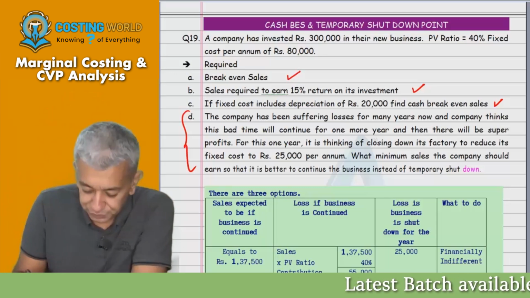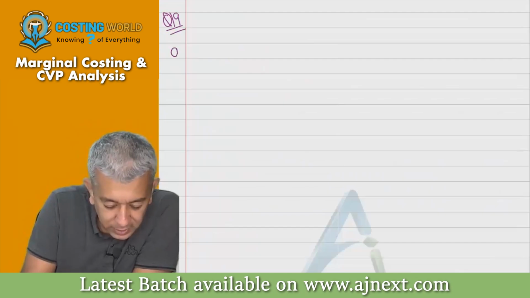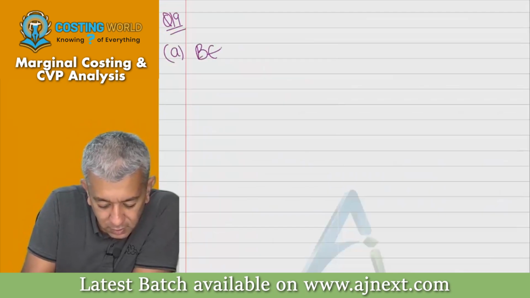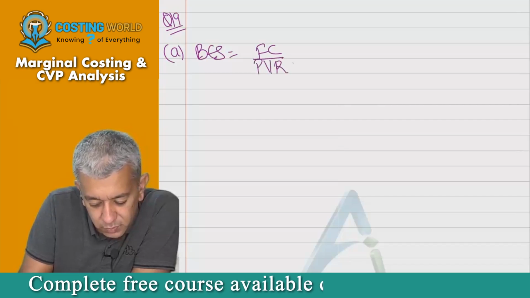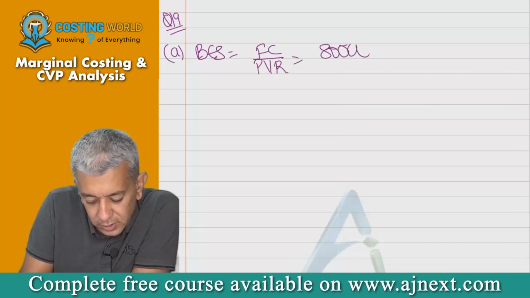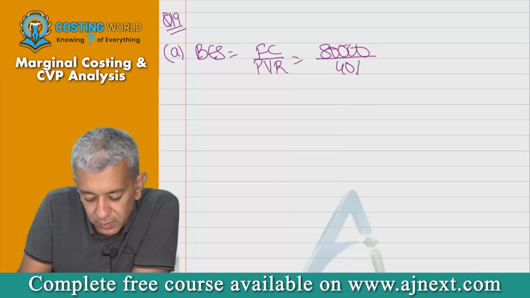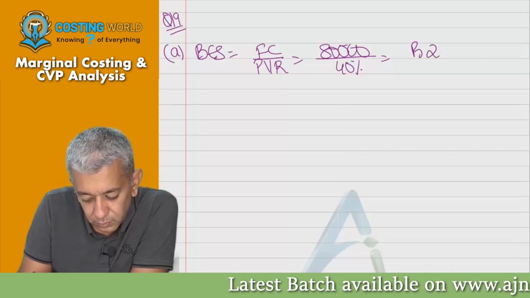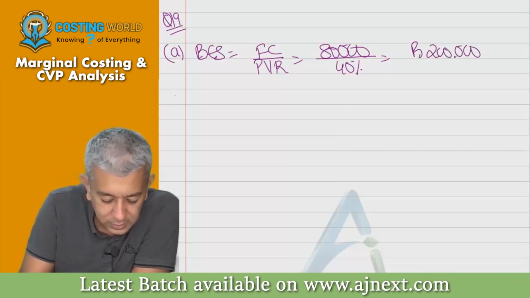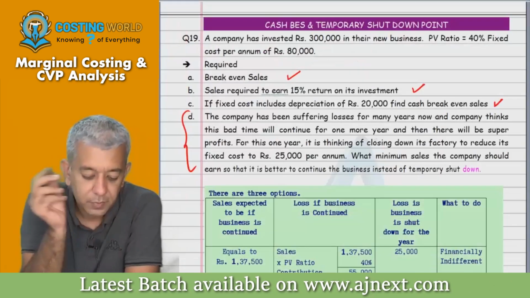Let's start. So, write down please. Part A, break-even sales is equal to fixed cost divided by PV ratio. Fixed cost is 80,000 divided by 40%. Rupees 2 lakhs.